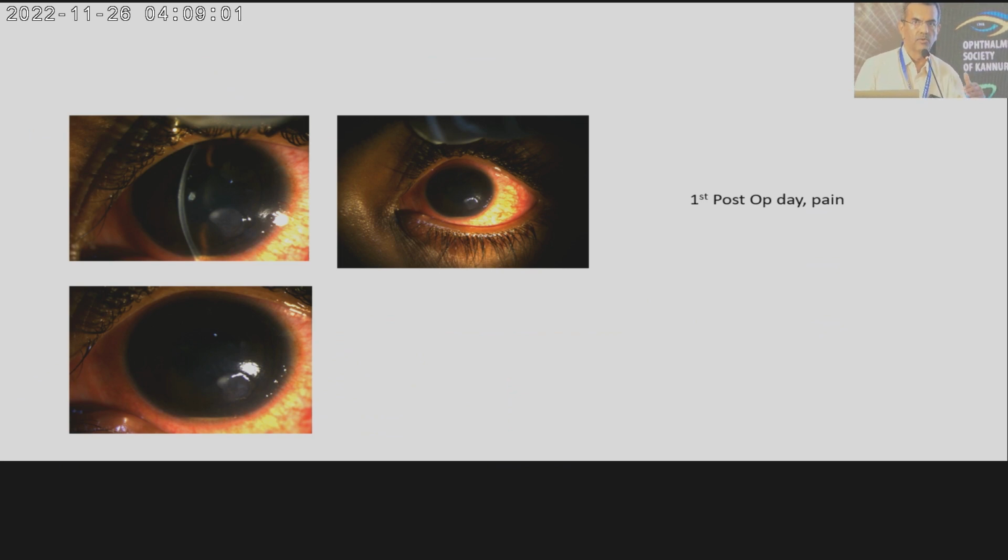Thank you. I think we'll have to move on to endophthalmitis. Person who had an uncomplicated cataract surgery on the first post-operative day presents like this. Dr. Mahesh, how would you go?